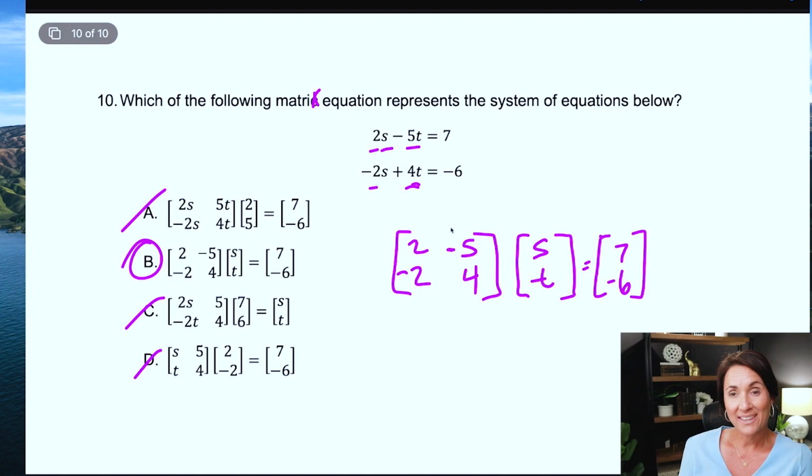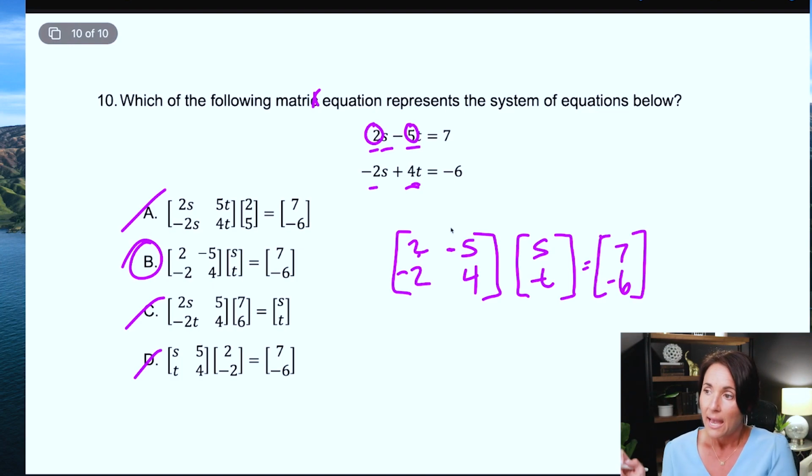So if you get a question like that, where it says, which of the following matrix equations represents the system of equations below, you're going to pull off the coefficients. Remember, the coefficients are what are in front of the variables. So I'm going to pull that off. I've got a 2 and a negative 5, and I have a negative 2 and a 4. So those come out into their own matrix. And then I have S and T. We only have 2 variables here, so S and T go there, and then we have 7 and negative 6 at the end matrix there, all right?